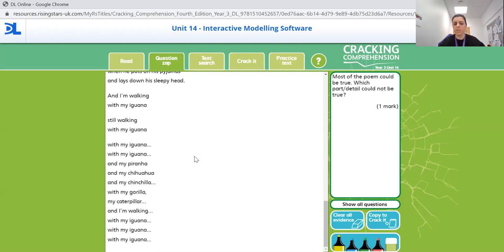And it's a bit of a strange poem. There's a few things that you might think can't be real. One of the things that I think is that you can't really walk with a chinchilla who is with a gorilla. It's a bit of a strange one.